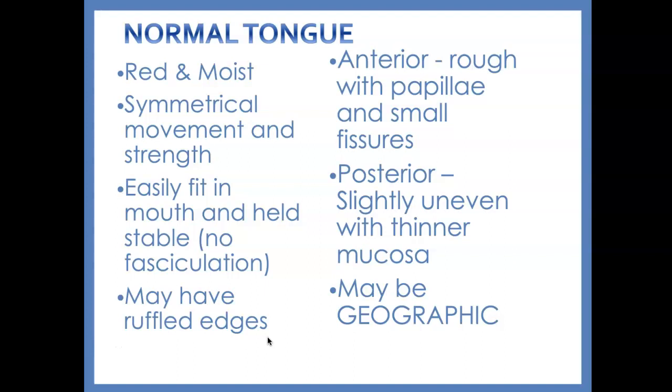Posterior, that's the underside of the tongue. It might be a little bit uneven, but it should be kind of smoother, and you might be able to see the vessels under the tongue. They have a thinner mucosa under the tongue. A geographic tongue is just a disorder where it actually looks like a map. It has these discolored areas on the tongue. They call it a geographic tongue because it kind of resembles a map when you look at it.